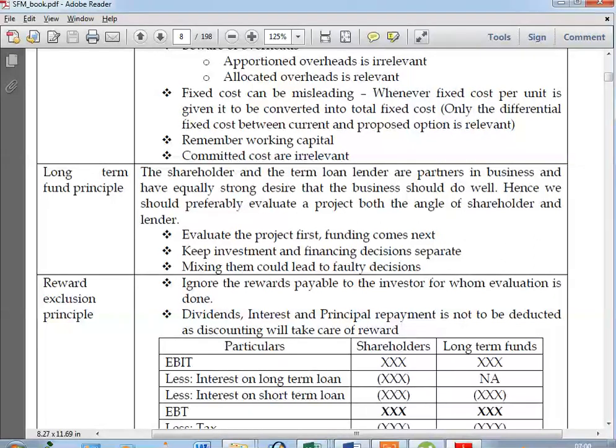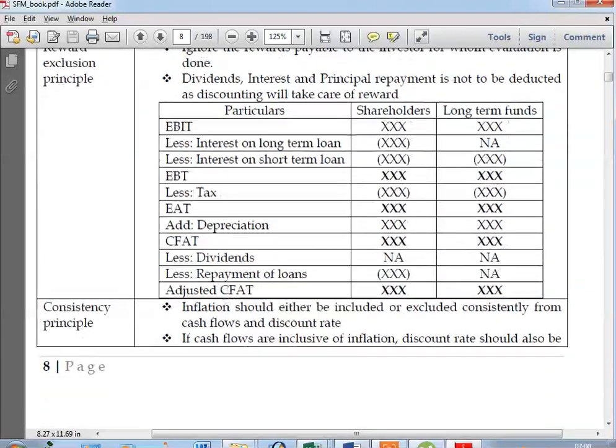No concept. Dividend, equity guys we pay dividend, dividend will not come in cash flows. Preference guys we pay preference dividend. So whatever reward we pay to the people who provide money will never come in the cash flows of the company. Clear? Now there is something called a shareholders principle, long-term funds principle. That alone I'll explain later.